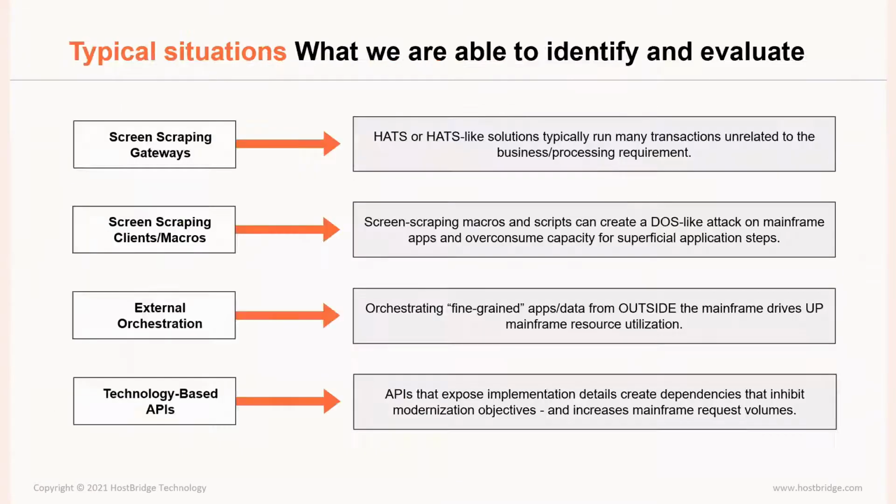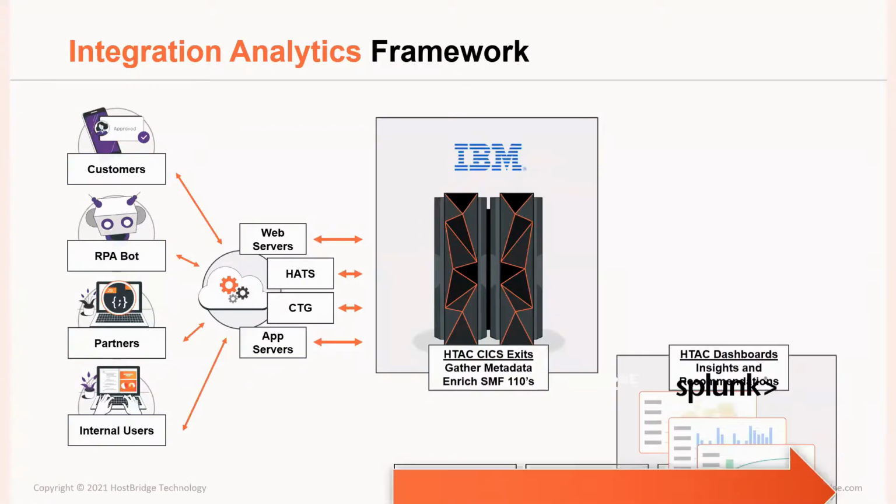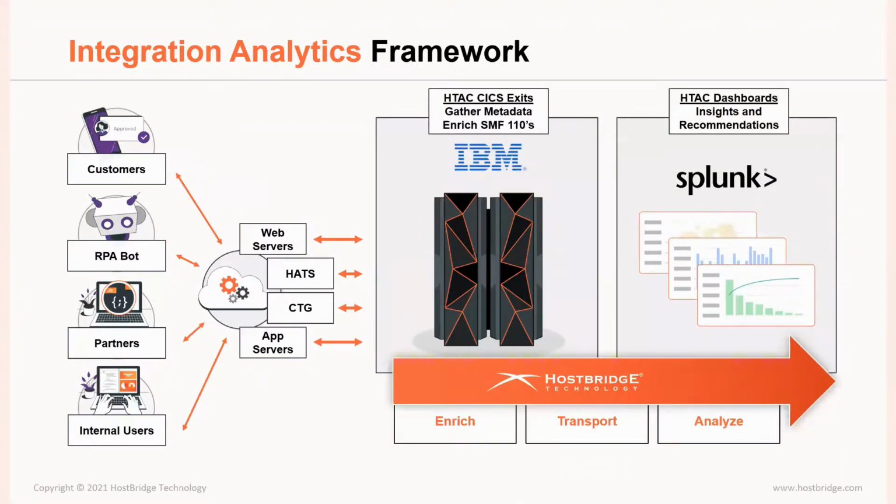And I'll go back to a slide that I was looking at earlier, this one, and that is that nothing needs to change on the left side of this diagram. Nothing needs to change with respect to your web servers, HAT, CTG, app servers, whatever. Nothing changes. What we do is, again, all we're doing is we're adding a few exits into your KICS environment.